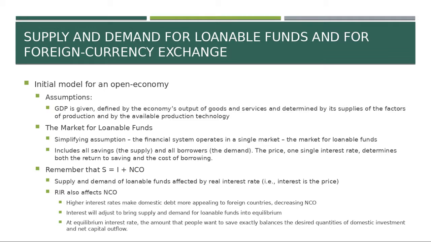Interest will adjust to bring supply and demand for loanable funds into equilibrium. This is an important note here. Again, we think of this as a general marketplace. The market of loanable funds acts much as a market that we talked about in chapter 4. It will establish equilibrium, or the price will interact to establish equilibrium. At the equilibrium interest rate, the amount that people want to save exactly balances the desired quantities of domestic investment and net capital outflow.